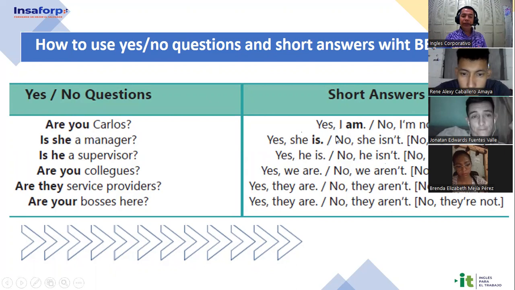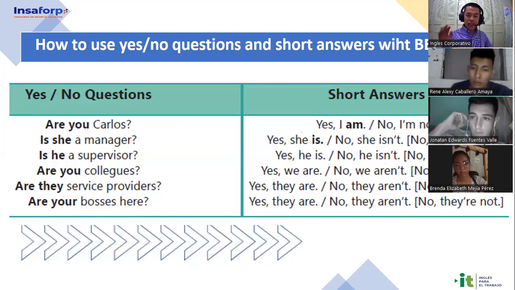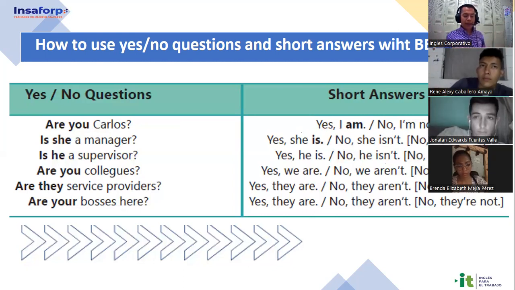In this case, look, you don't use contraction here when it's affirmative. Cuando la respuesta es afirmativa, no usamos contracciones. You don't say, yes, I'm. Or yes, she's. No, no, no. Yes, I am. Yes, she is. No contraction in affirmative, right? Okay.